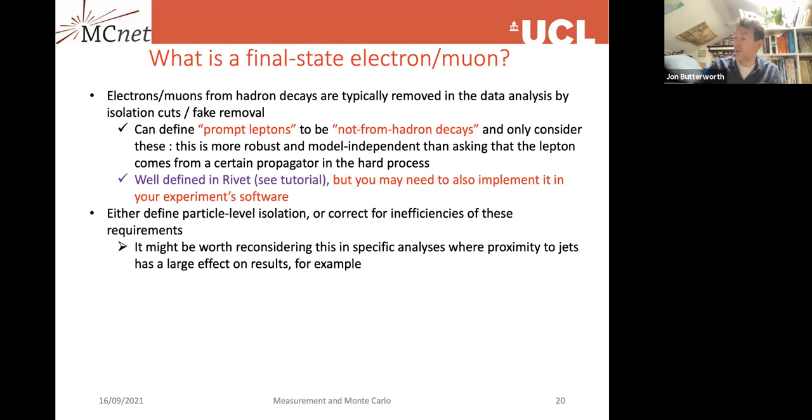It depends. Do you want to apply an isolation criterion from jets? Do you want to do that at the particle level or not? If you don't, you're paying some price in terms of model dependence. So these are all issues that one has to think about.